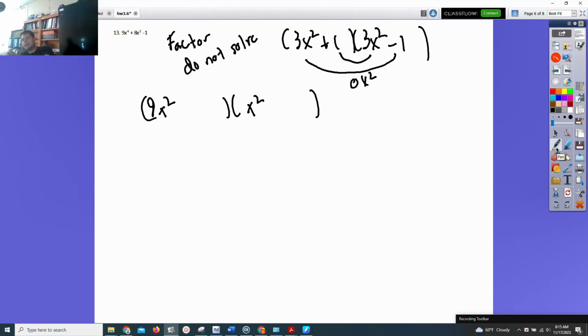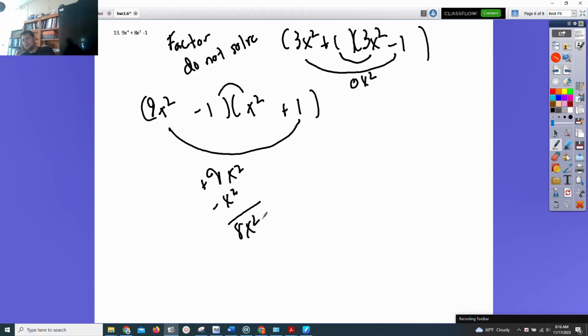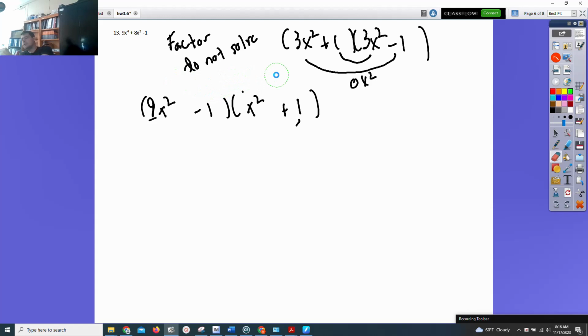And we want to add to 8. So I need to add 9, and I need to take away 1 to get to 8x squared. So there's my initial factorization. And I want you to completely factor. All right, that's the goal.